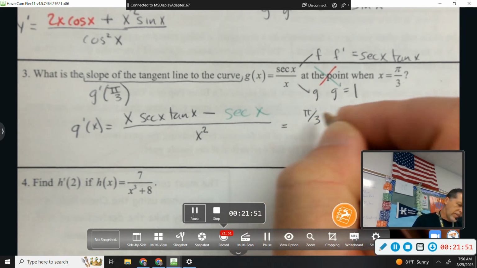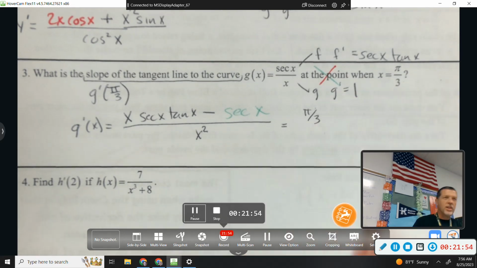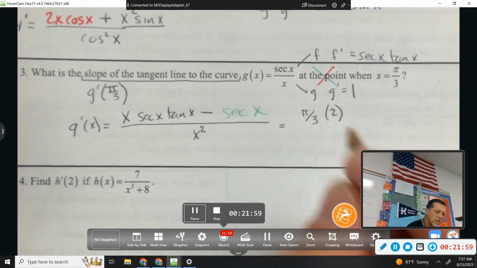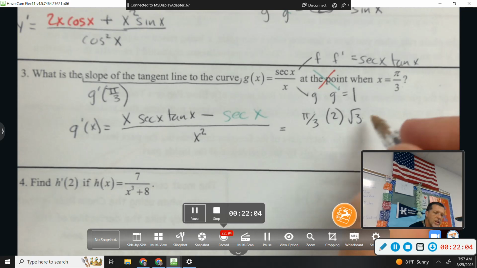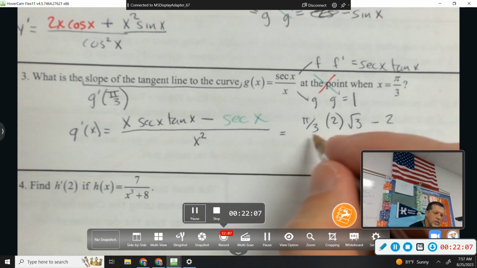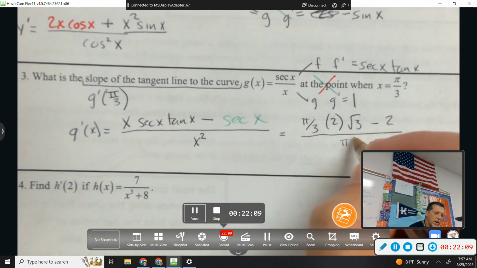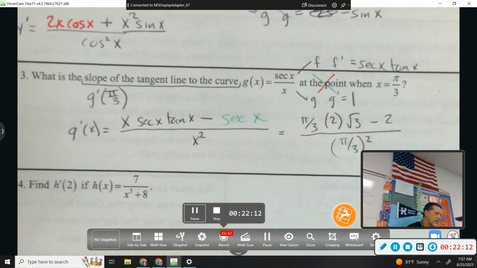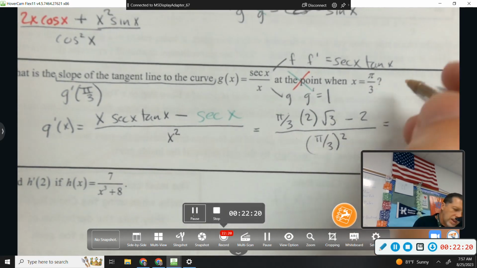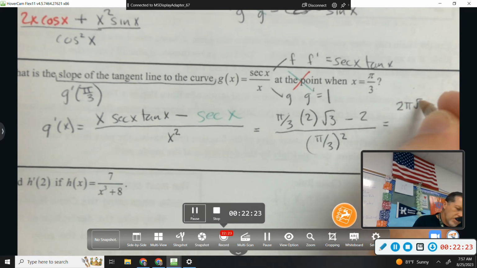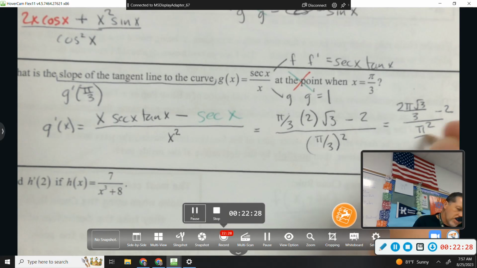Pi over 3, let's see, secant of pi over 3. Cosine pi over 3 is a half. Flip that over, I get 2. Tangent of pi over 3 is root 3. That's the tangent 3 trick. Secant of pi over 3 we just found. That's still 2. All over pi over 3 squared. What a mess of an answer. So let's see. That would be 2 pi root 3 over 3 minus 2, over pi squared over 9.